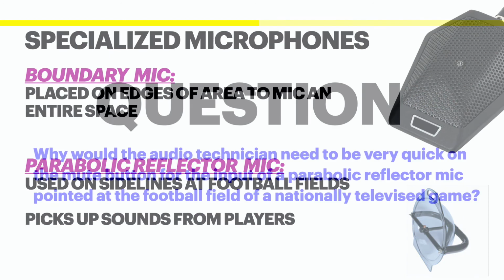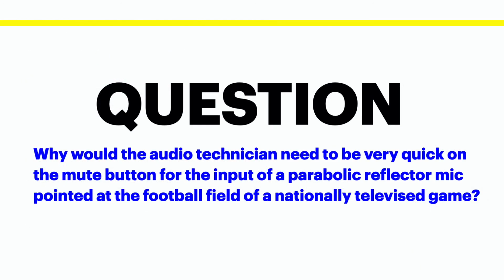So here's a question. Why would the audio technician need to be very quick on the mute button for the input of a parabolic reflector mic pointed at the football field of a nationally televised game? I would think that your answer would be because there would probably be some profanity and some things that probably shouldn't be heard by the viewers. So those microphones are very sensitive. They can pick up the sound of those grunts and those crashes and even the sound of dialogue in between those players. So they are very sensitive mics. Pay attention next time you watch a football game.